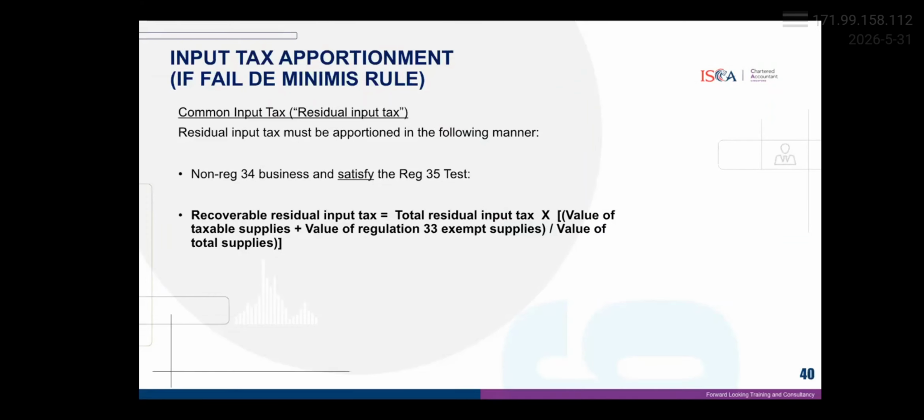Value of the total supply and multiply by the total residual input tax. That is your recoverable residual input tax, which means that you can claim that portion as input tax from the government.